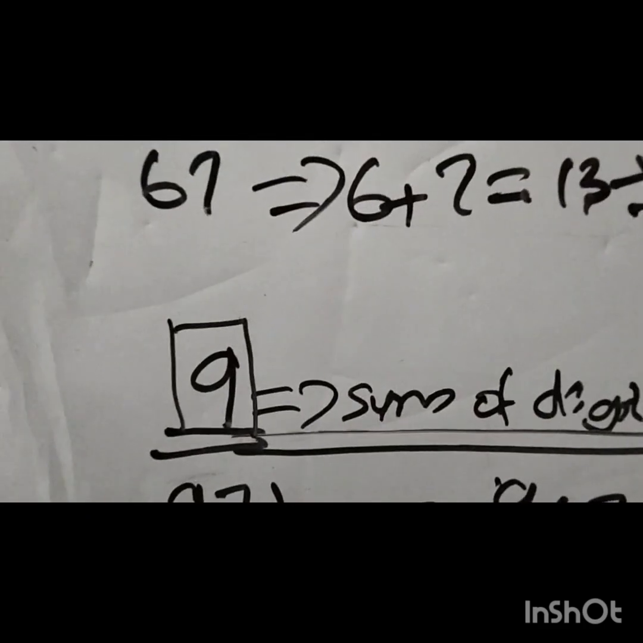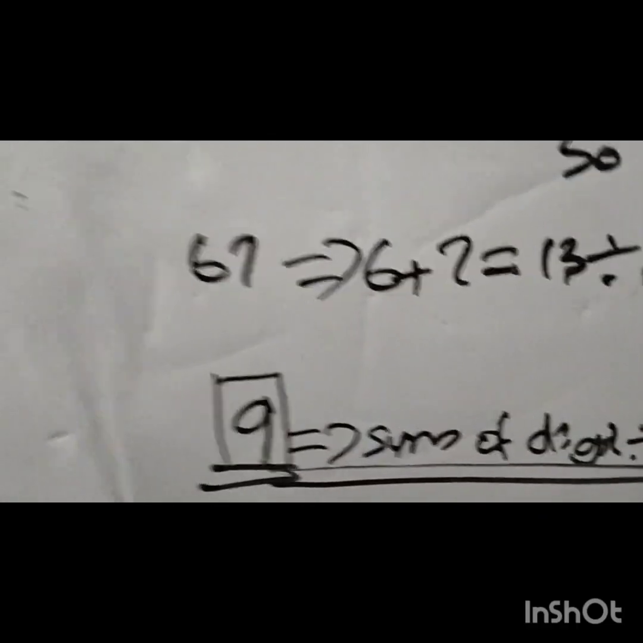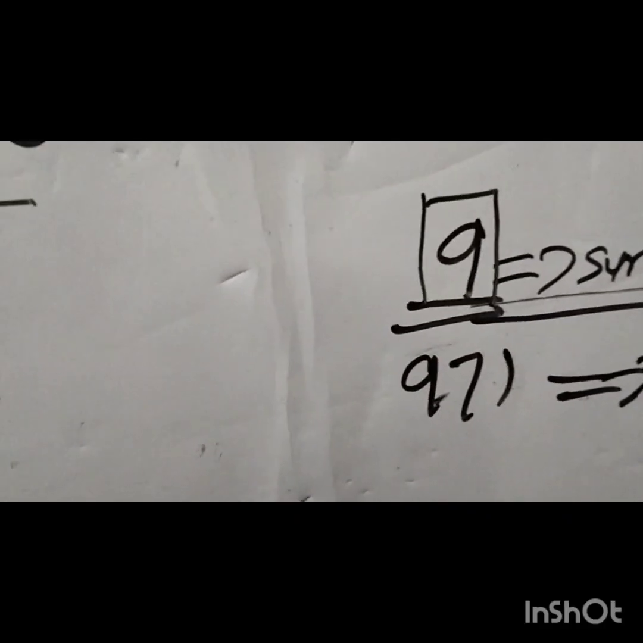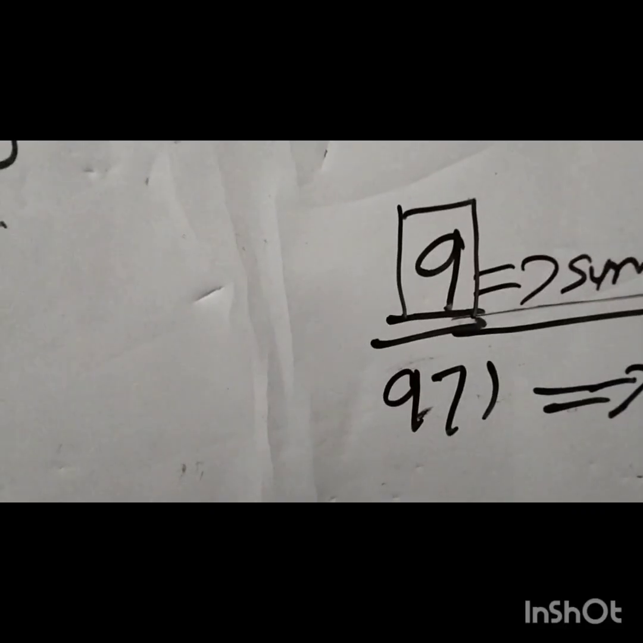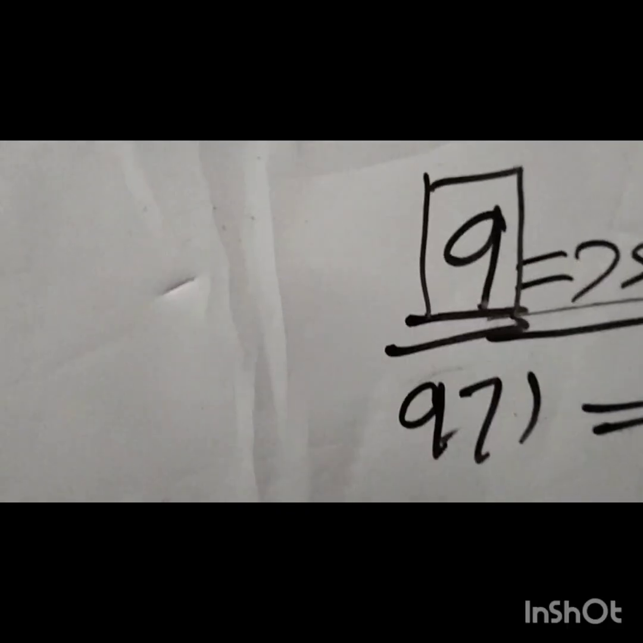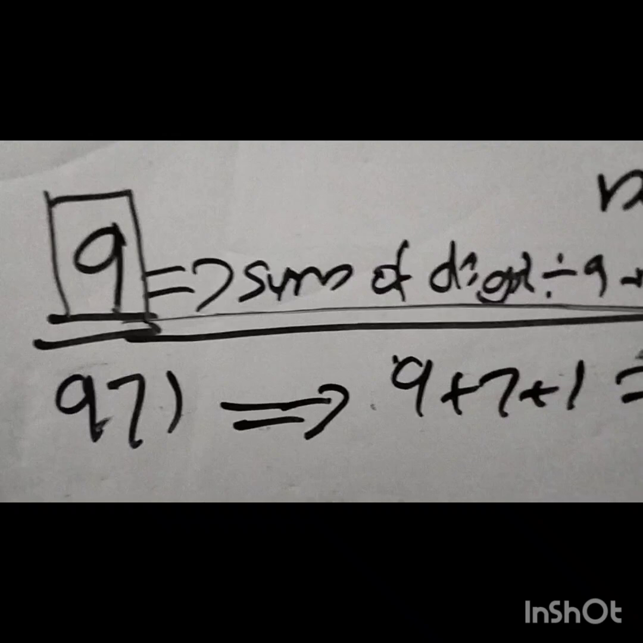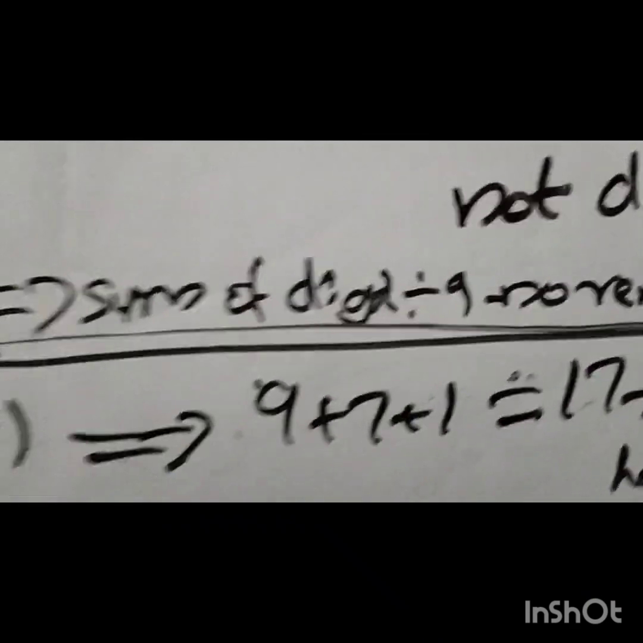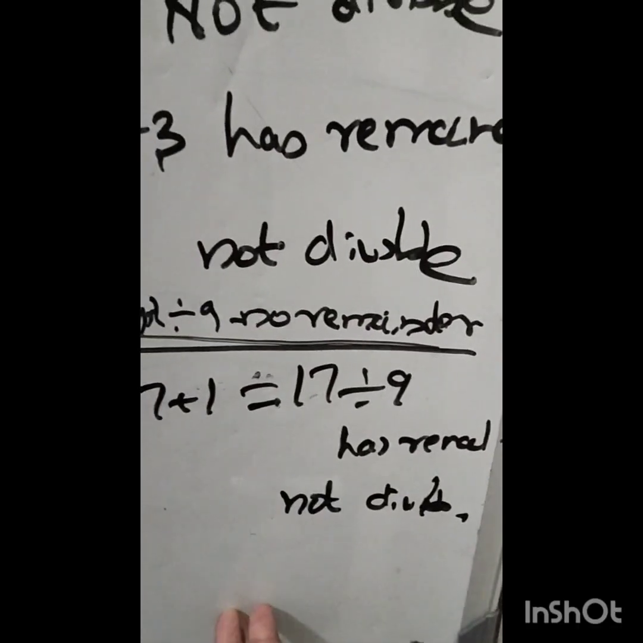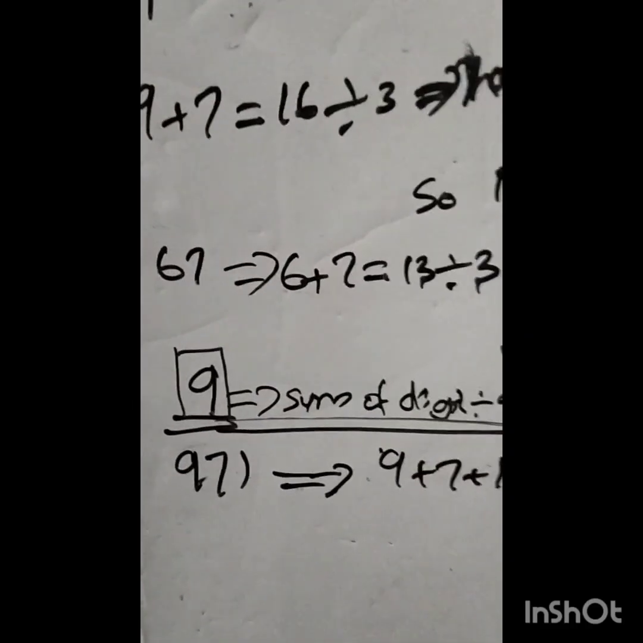Now the number is 9. The divisibility rule of 9 is the same as that of 3, but instead of dividing by 3, we divide by 9. Suppose we get the number 971. How will you find whether 971 is divisible by 9? First add all the digits: 9 plus 7 plus 1 equals 17. Then we divide that sum by 9 and we get a remainder, so it is not divisible. Only if we do not get a remainder is it divisible by 9. The same applies in the case of 3.